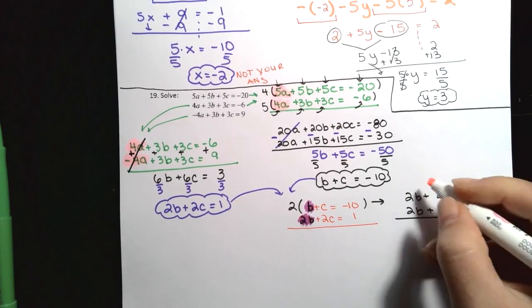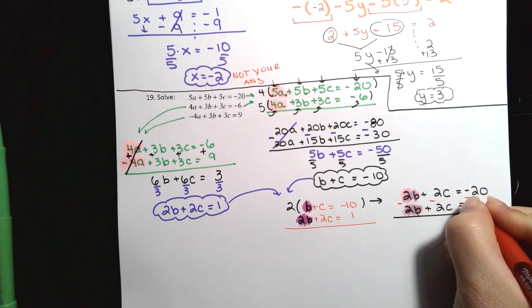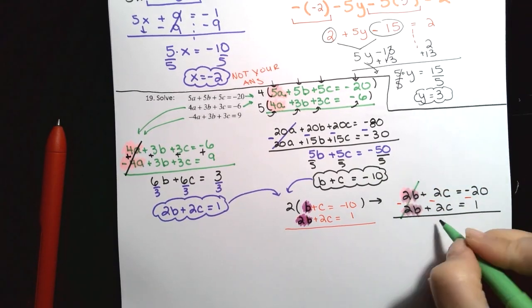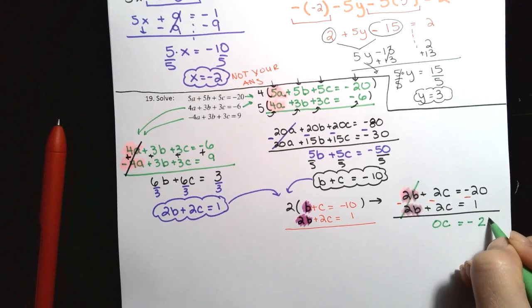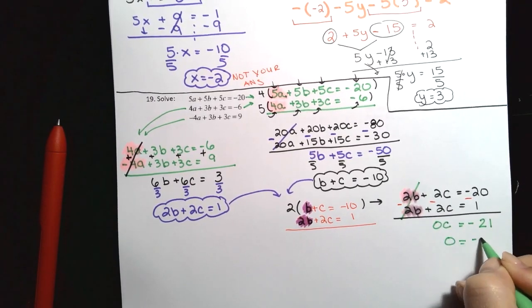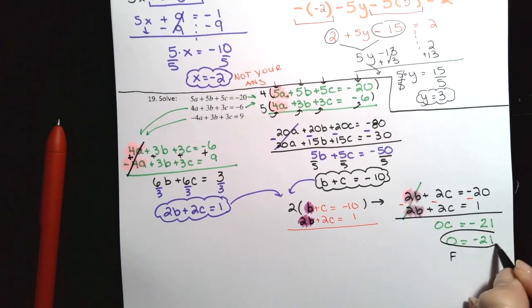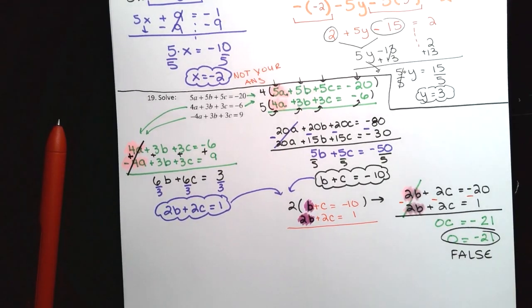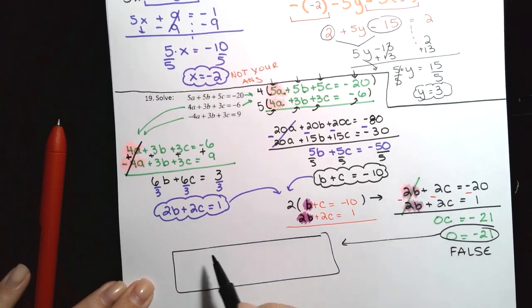Again, here, make sure you're not letting your eyeballs play tricks on you. Keep going with the steps. And our steps are to eliminate the variable of our choosing, and our choosing is b. I'm going to remove that by subtracting. So I have 0c is equal to negative 21. So 0 is equal to negative 21, and that is a false statement. Remember, false is not your answer. False is just saying 0 is not negative 21. So what is your answer is no solution.